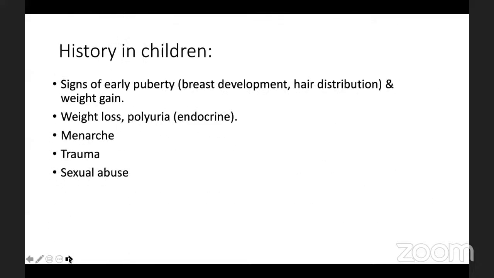I'm moving on. History in children. We need to look for signs of early puberty, breast development, hair distribution, weight gain, then weight loss as well, and polyuria in terms of probably endocrine issues like diabetes, maybe your type 1 diabetes, which is genetic as well. Then menarche is important, trauma, as I've mentioned, and history of sexual abuse is now, in this day and age, something that we cannot ignore and need to ask about.